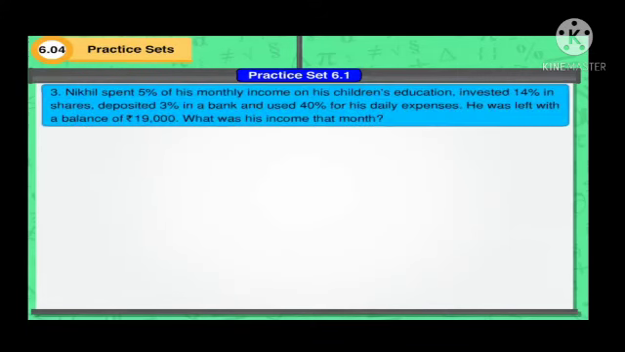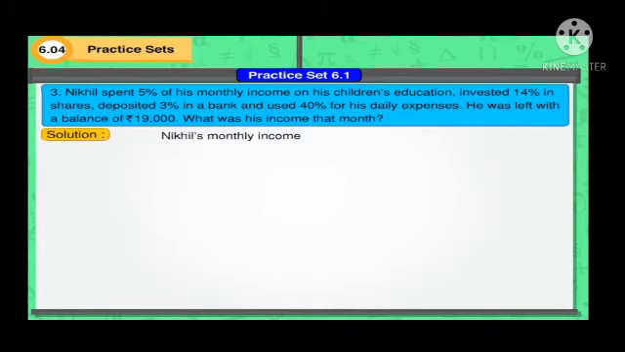Third, Nikhil spent 5% of his monthly income on his children's education, invested 14% in shares, deposited 3% in a bank, and used 40% for his daily expenses. He was left with a balance of rupees 19,000. What was his income that month? Solution.